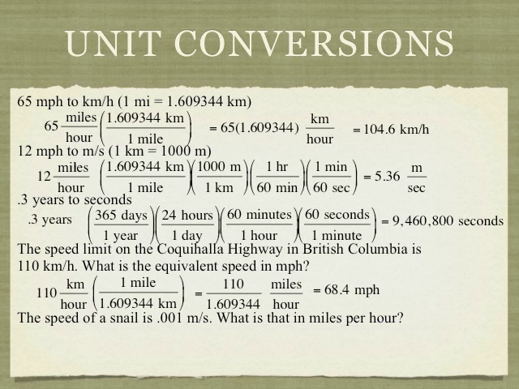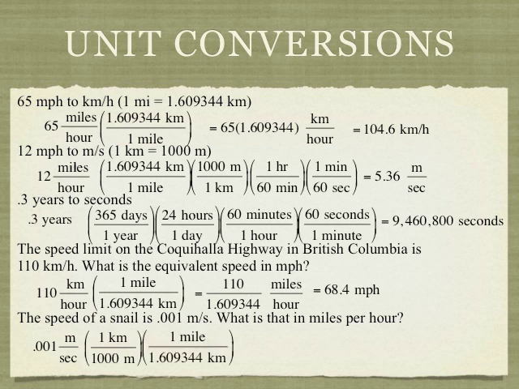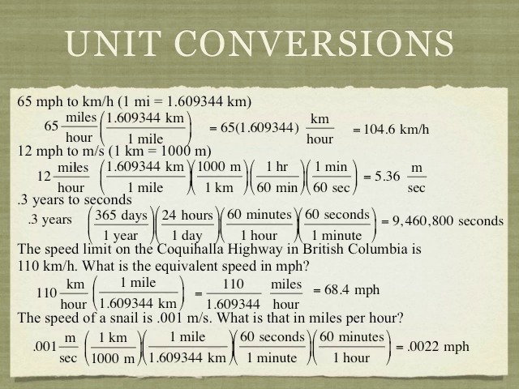Okay, last example. The speed of the snail is 0.001 meters per second. What is it in miles per hour? On this one, you're going to have to convert both the time and the distance. So let's do distance first. 1,000 meters is the same as 1 kilometer. 1 mile is the same as 1.609344 kilometers. That gets me my distance. That gets me miles. Now I need to turn seconds into hours. 60 seconds is 1 minute. I need 60 seconds on the top to cancel with seconds on the bottom. 60 minutes is 1 hour. So it comes out to 0.0022 miles per hour. Good job. That is how you convert units.